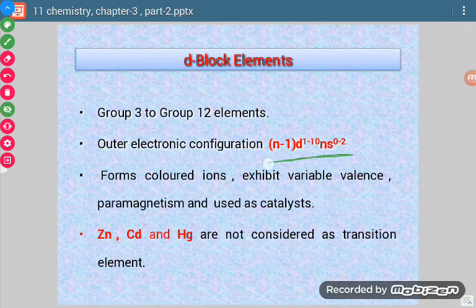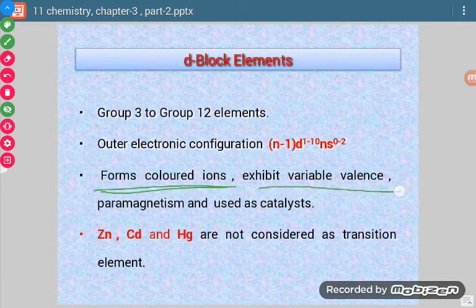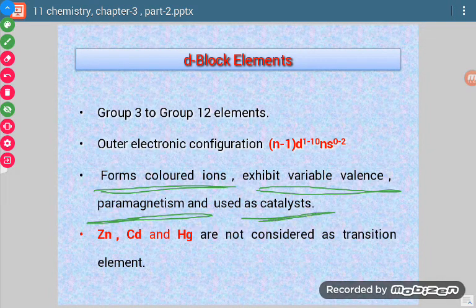Okay, so now it fits in this definition, where ns was from 0 to 2, and for 21 there was ns2, meaning 4s2, and 3d1. So here it was 2 and here it was 1. Now for properties, they form colored ions, they show variable valence, meaning their valency is different. They do not show only one type of valency, they show a large number of valencies. They show the phenomenon of paramagnetism and they can be used as catalysts.